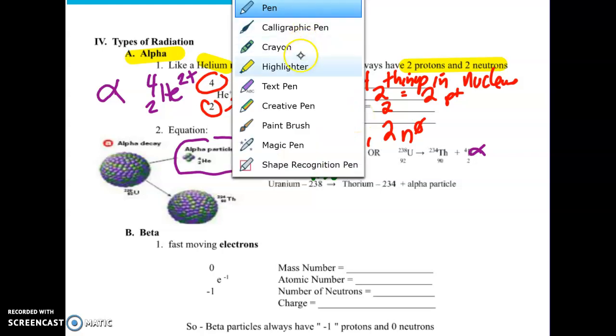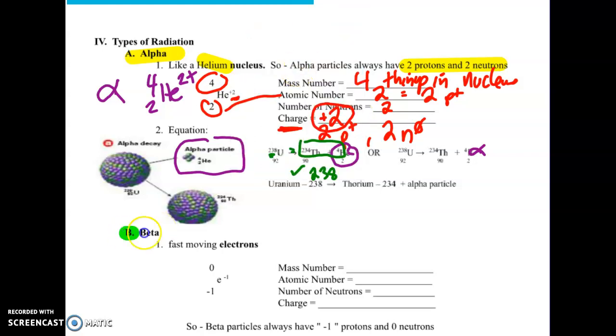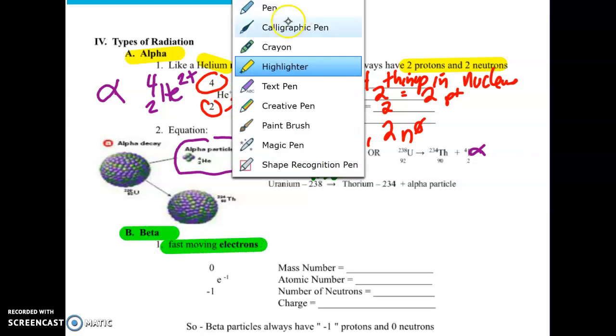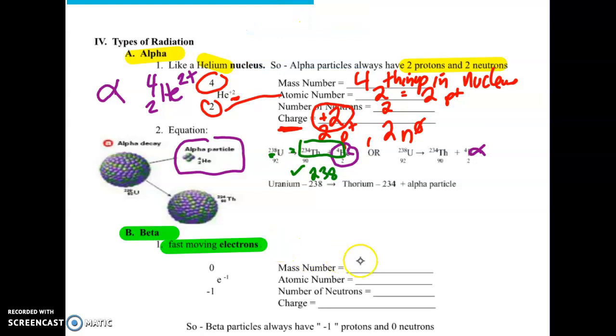Okay, the next particle I want to talk about will be the beta particle. You should think of it as just like a fast-moving electron. And electrons have pretty much no mass, so the mass number is essentially 0. There's no neutrons, and the charge is -1. Let's think about what the atomic number should be. Well, that's always the number of protons, and protons and electrons are kind of like opposites, so we're going to say that for this purpose, the beta particle has an atomic number of -1.